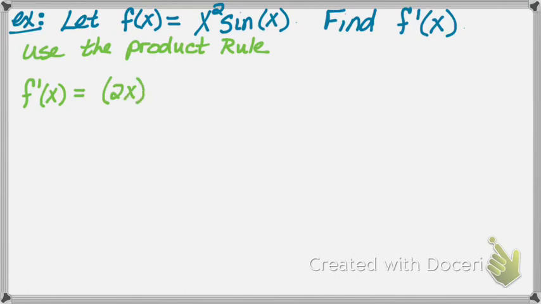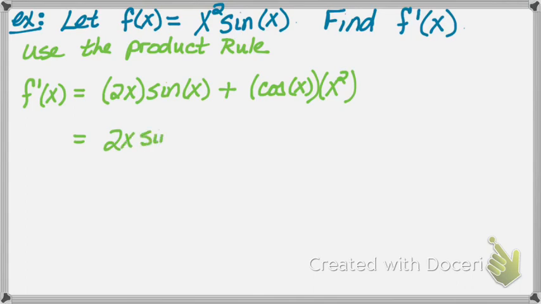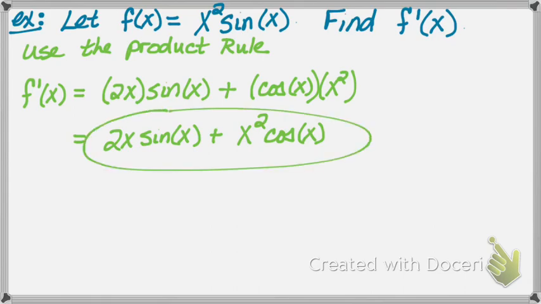F prime of x equals 2x times sine of x. So that's the derivative of the first times the second, plus the derivative of the second times the first, which is cosine of x times x squared. And it's tradition to write the factors in front of the trig functions, and so I'm just going to rewrite it as 2x times sine of x plus x squared times cosine of x. And that is the product rule.